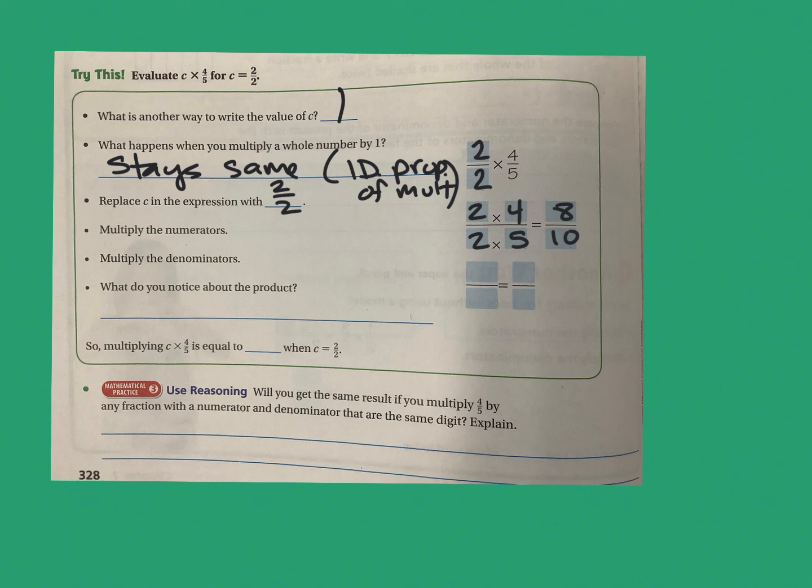I know. Remember, we need to reduce, and both of these are even numbers, so they are divisible by 2. Divide by 2, divide by 2. 8 divided by 2 is 4, and 10 divided by 2 is 5, and ta-da! There it is, 4/5, just like we knew it was going to be because of the identity property of multiplication.